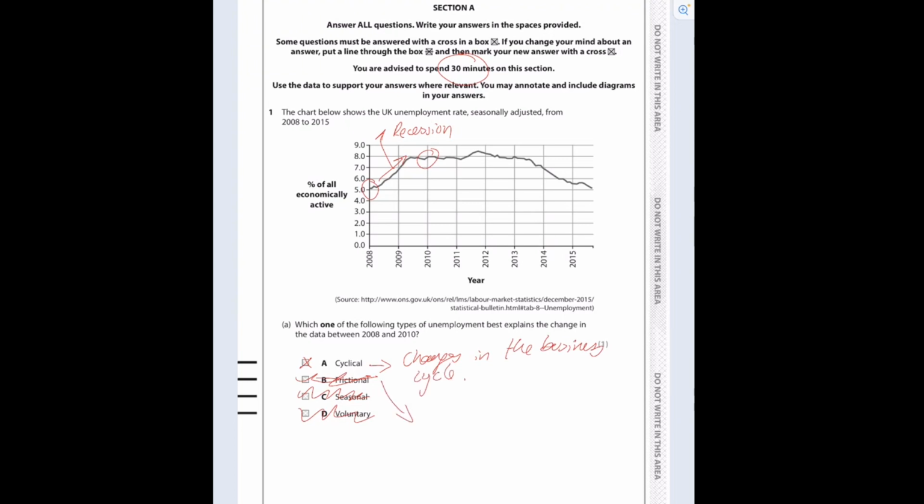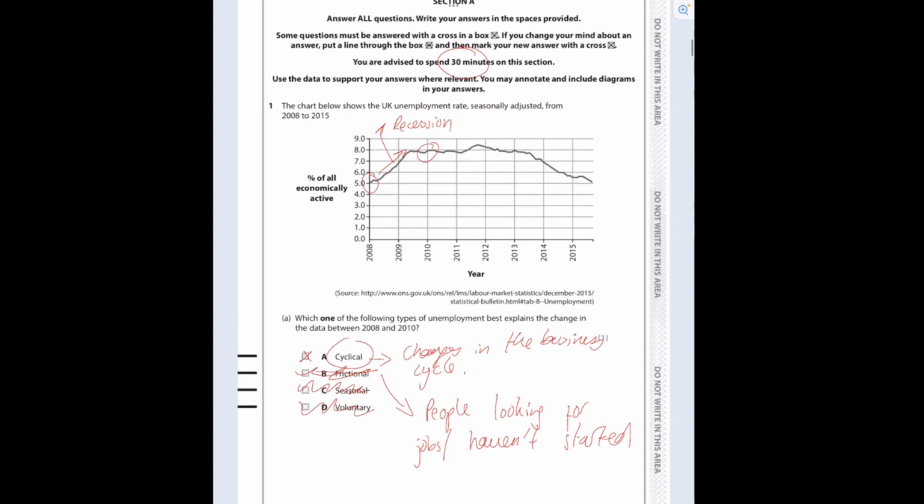The one that I was umming and ahhing about is the frictional one. This is people looking for jobs, or households looking for jobs just before starting them. It would describe it. There will be people who are frictionally unemployed, but it's not the best reason for it. The best reason is because of the recession, which describes cyclical unemployment.